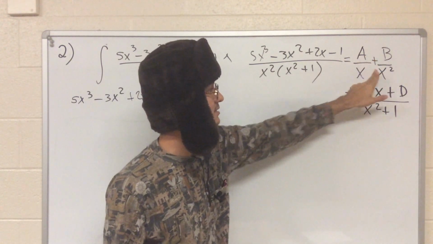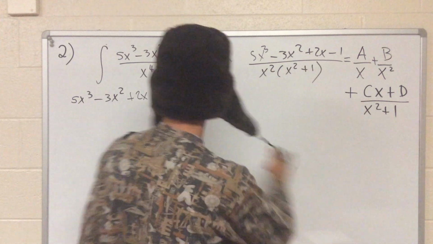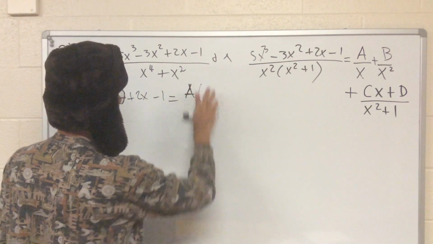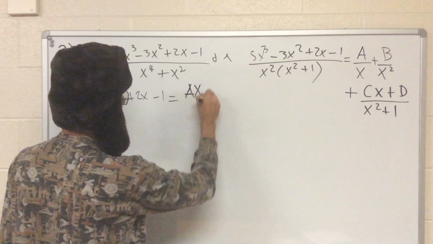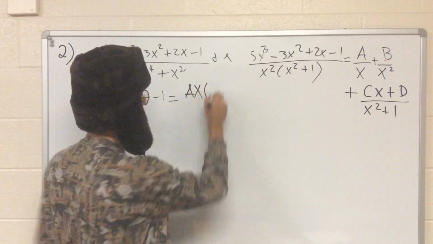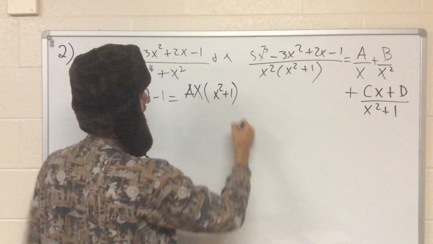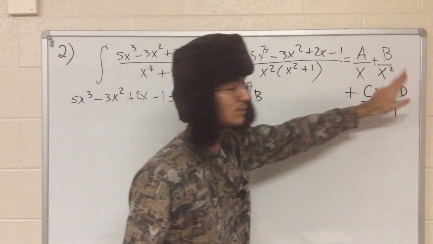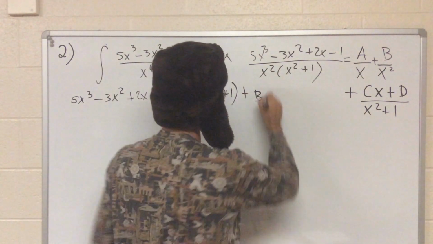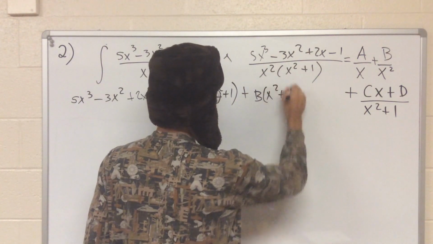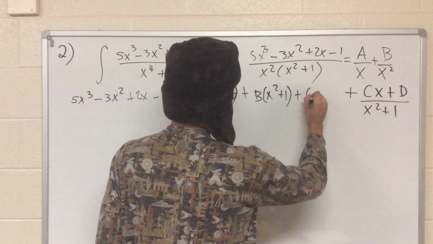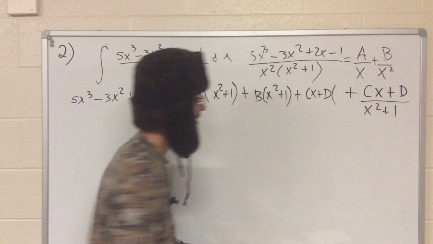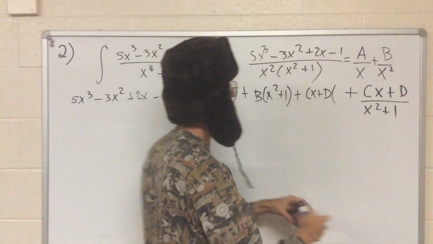Well, we need an x, and we also need x squared plus 1. So we have a times, let's put ax, because we need x, times x squared plus 1. And then we have plus b. What do we need? Do we need an x? No, we already have x squared. We just need x squared plus 1. So it's b times x squared plus 1. And then plus cx plus d. And then we're going to multiply that by whatever we need, which is x squared in this case.